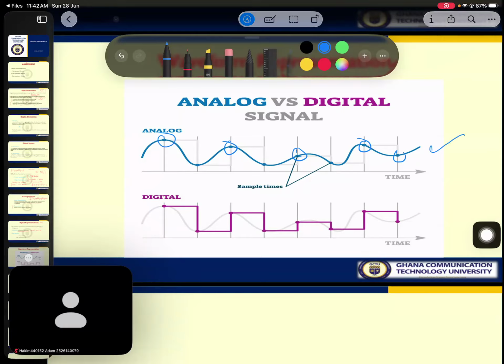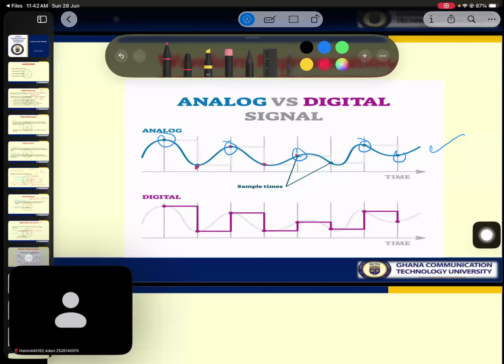Analog signal changes smoothly. It is a smooth transition, continuous. It does not jump suddenly from, let's say, one value to another. So at every point in time, it can have a value. And this is why we say that analog values are continuous. The signal can take many possible values between points.